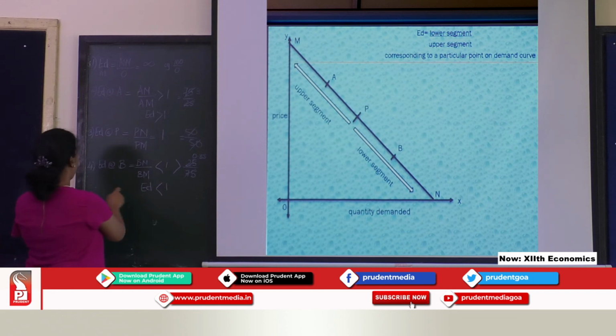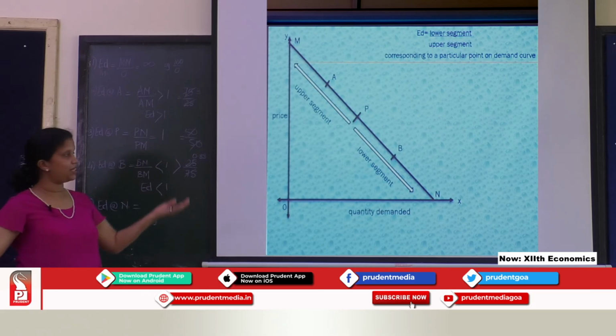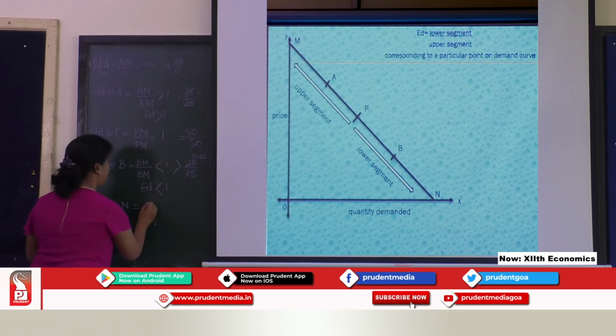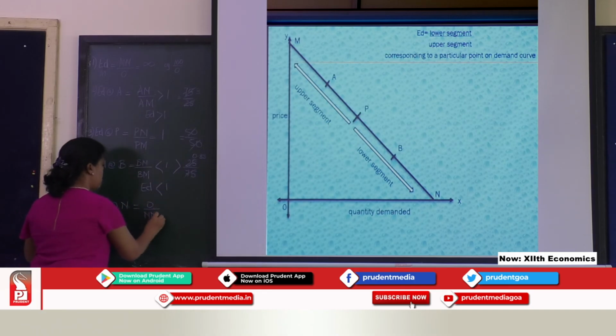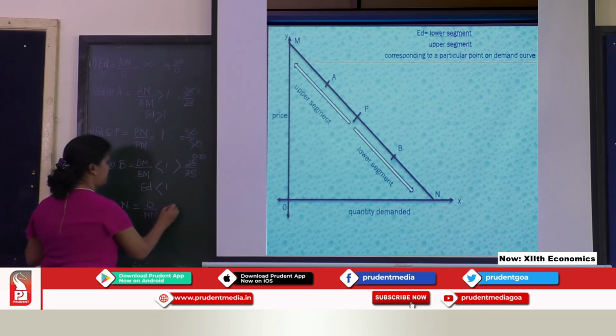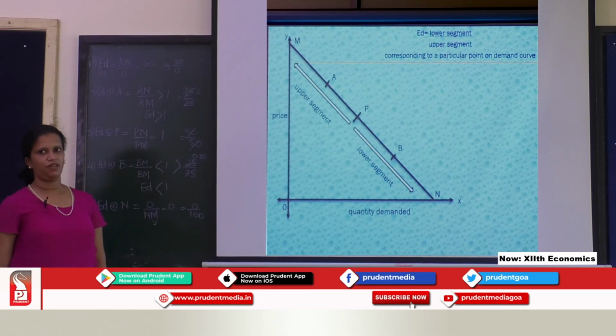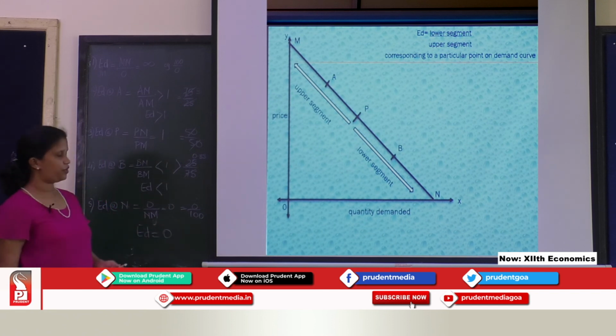Similarly, the fifth and the last point, ED at point N. What is the lower segment? There is no lower segment, so we take it as 0. What is the upper segment? NM. So we know that 0 divided by any number gives us 0. So same, 0 divided by 100 would always be 0. So therefore, ED is equal to 0 at this point.